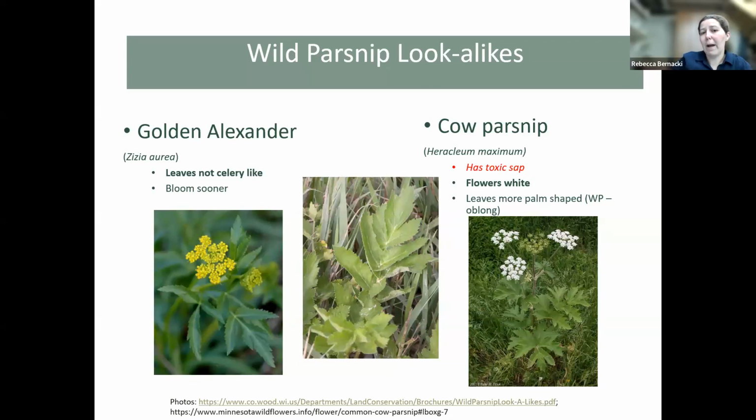The other lookalike we have is cow parsnip. So cow parsnip is a native species. It's a native counterpart of the species. And it does have that same toxic sap. So the same precautions would apply if you're working in an area of cow parsnip.